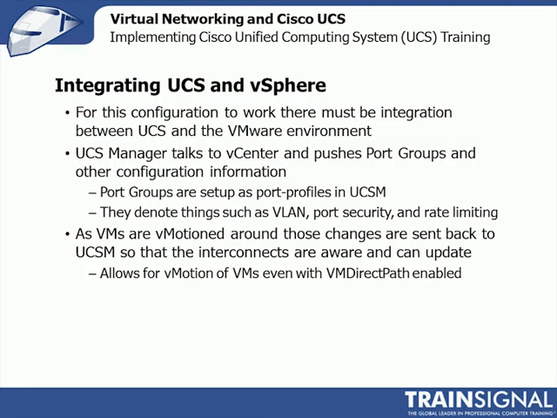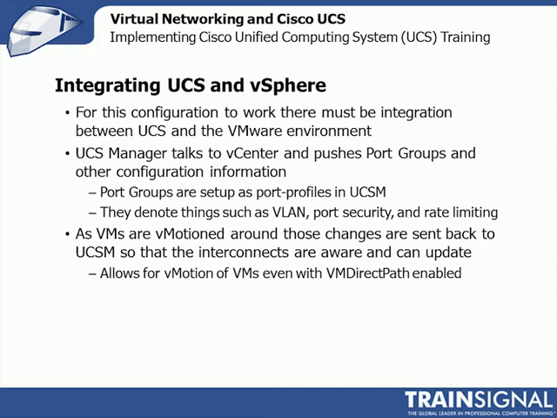For this integration to work, there has to be some things that you do between UCS and VMware. So UCS Manager talks to vCenter and pushes port groups and other configuration information. Now, anybody who's done VMware networking knows what a port group is. It's just a way to connect things to the rest of the network. So you create a vSwitch, and inside the vSwitch or off of the vSwitch, you create a port group, and you'll say, okay, anything connected to this port group, I want you to tag it with VLAN 5. Or anything connected to this port group, I want you to not tag it. It's just a way to set access.